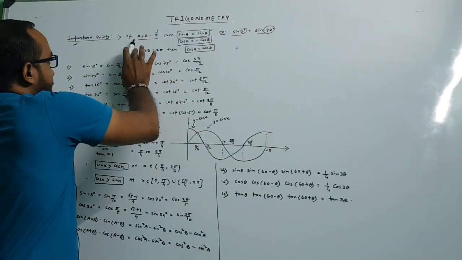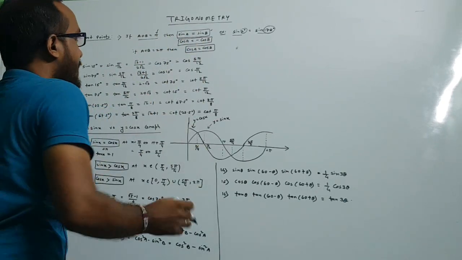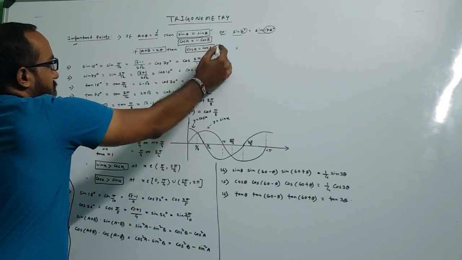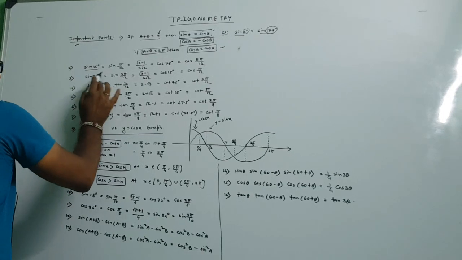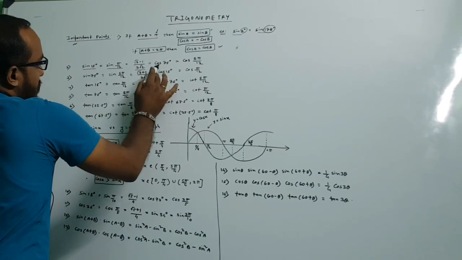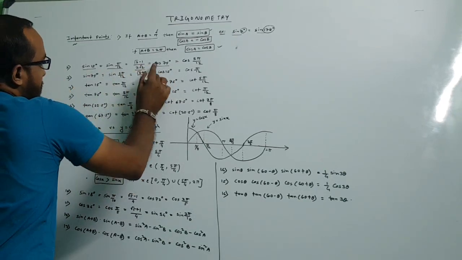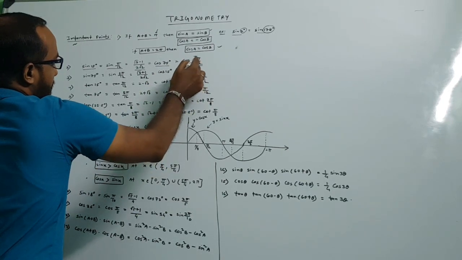So that means if a plus b equals pi, sin a equals sin b, cos a equals minus cos b. If a plus b equals 2 pi, then cos a equals cos b. Now remember these values. Sin 15 degree, that is sin pi by 12, is (root 3 minus 1) by 2 root 2, and this value is the same as cos 75 degree, and cos 75 degree you can write in radian as 5 pi by 12.